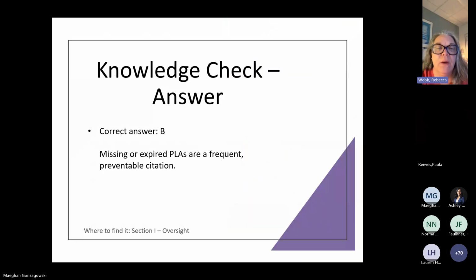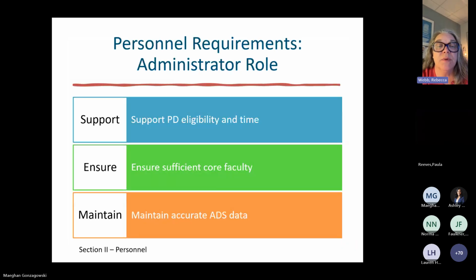Megan, thank you. All right, missing or expired PLAs are a frequent preventable citation. That was found in section 1 under oversight. So it is preventable because all you have to do is get a PLA, which could be very difficult depending on your legal department.